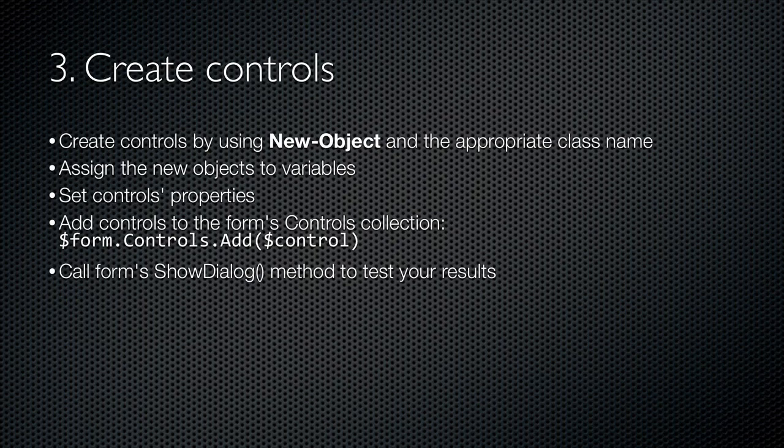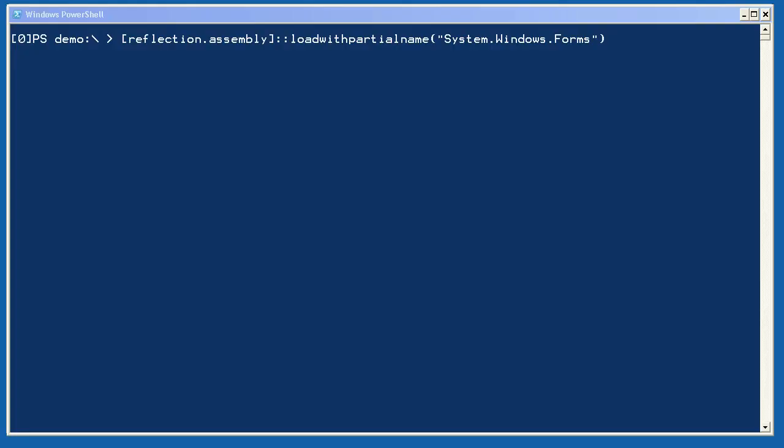With the form created, you're ready to begin creating controls. Create each control using the New-Object cmdlet and assign the new control to a variable. Set the control's properties, including its size and position. When you're finished, add the control to the form. You'll need the variable that contains your form, and you'll use the Add method of the form's Controls collection. Just pass in the variable containing the control as an input argument, and the control will be added to the form. I like to immediately call ShowDialog to see what my control looks like so that I can adjust it a bit if necessary.